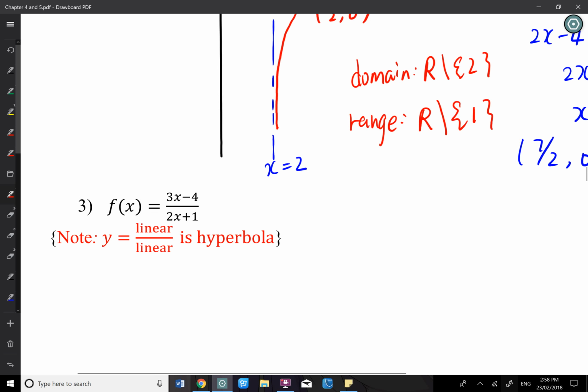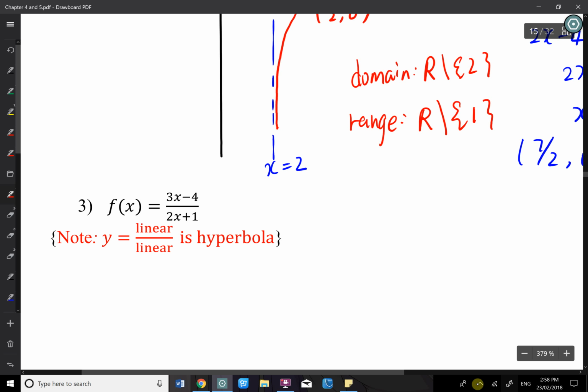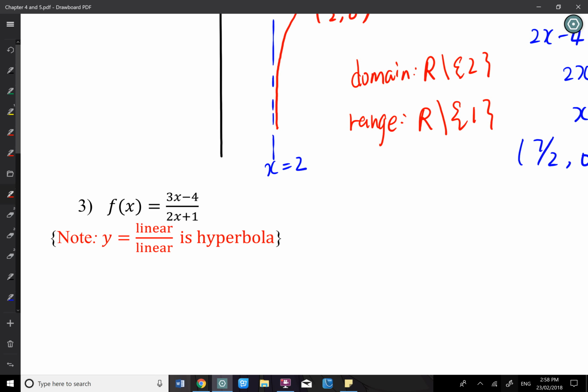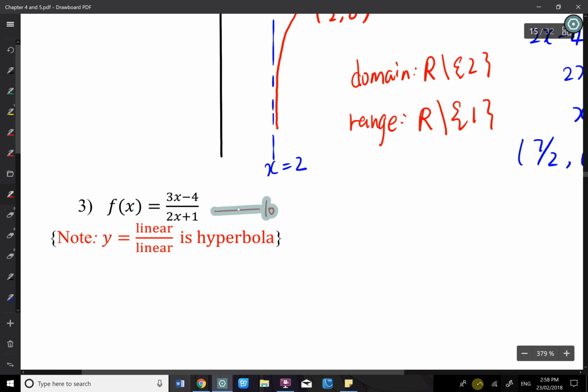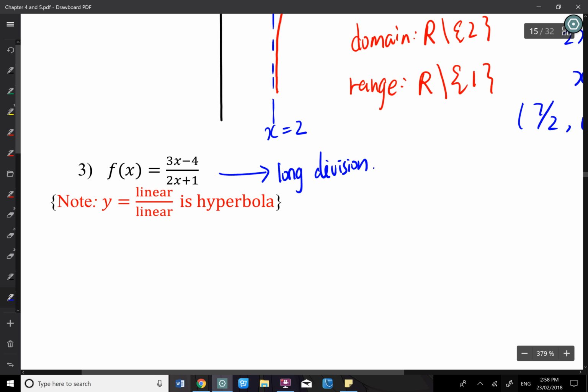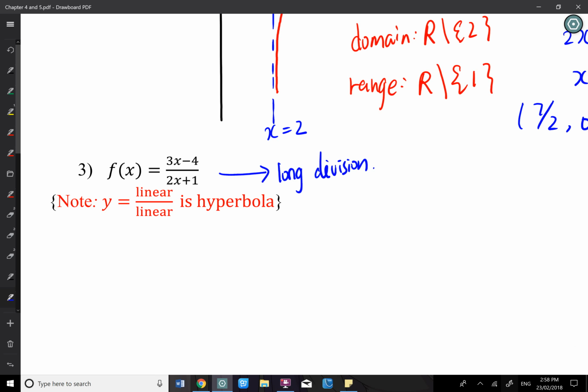First of all, you need to understand a linear graph divided by a linear graph is a hyperbola. So how we can make it into a hyperbola is by doing long division. I hope you know how to do long division. I have other methods to do this, but long division will be the quickest way.